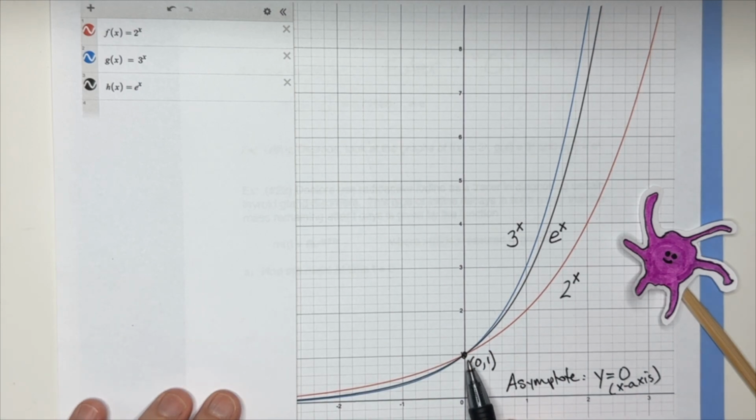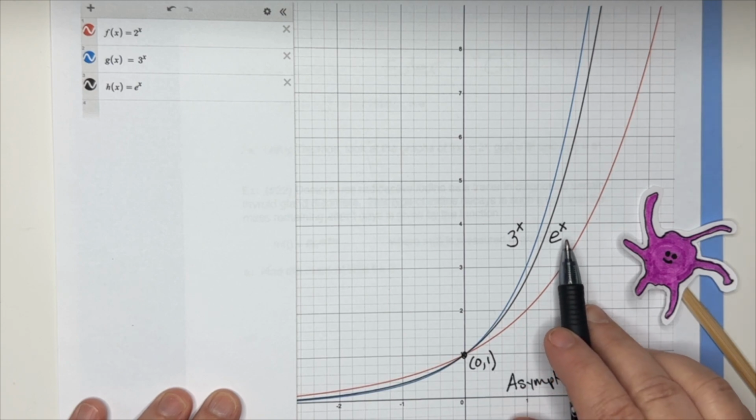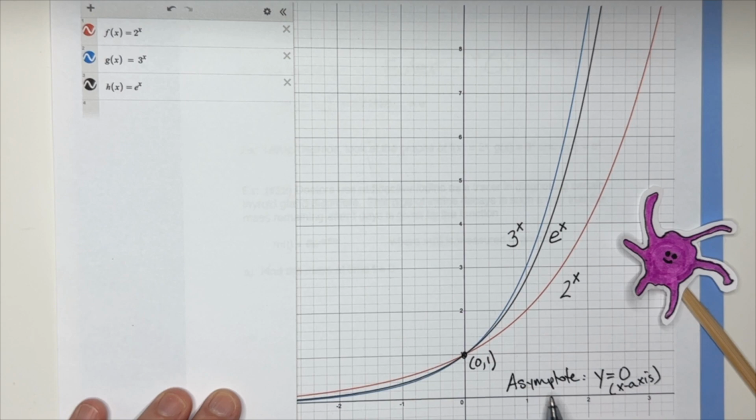And then e to the x as a function behaves just like the other exponential functions in that it goes through this one intercept at 0, 1, because when you plug in 0 as an exponent, you get 1. We also have an asymptote at y equals 0, which is just the x-axis. And that means that as x gets smaller and smaller, or more and more negative, we've got all three graphs heading in towards the x-axis, but they never quite get there.